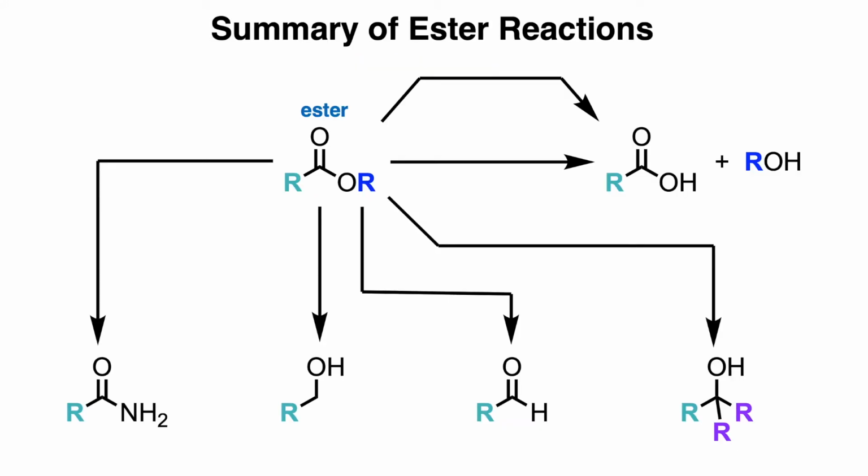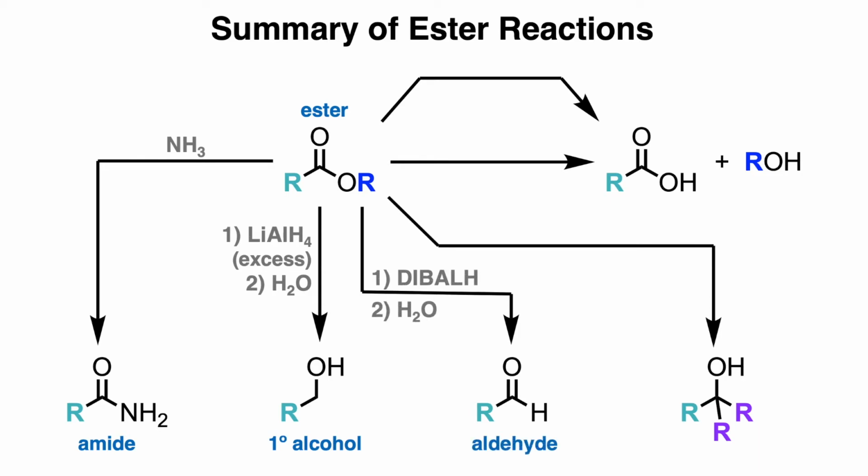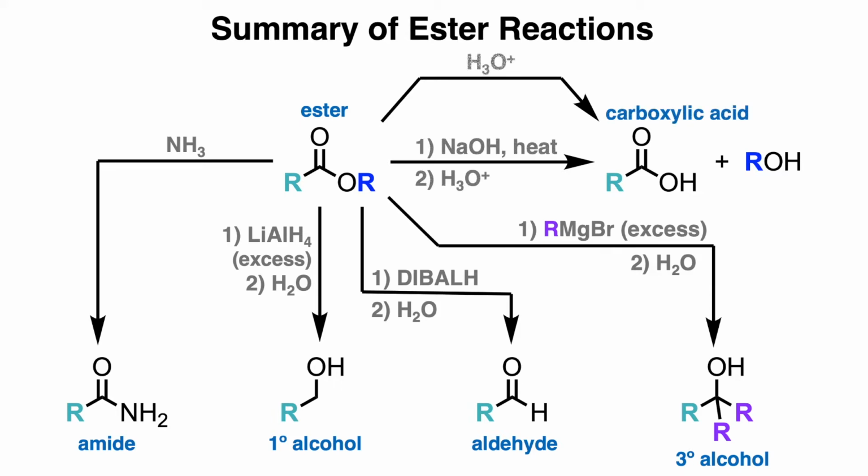So to summarize ester reactions, you could use an amine to form an amide, lithium aluminum hydride to reduce an ester to a primary alcohol, DIBAL to reduce an ester to an aldehyde, an excess amount of a Grignard reagent to form a tertiary alcohol, and either basic or acidic conditions to turn an ester into a carboxylic acid.